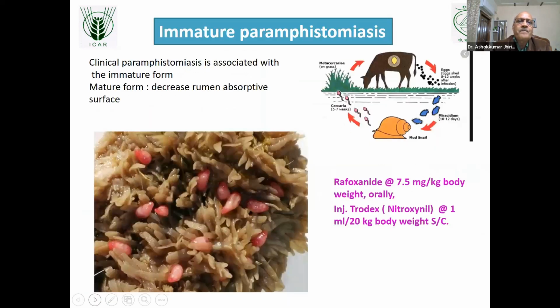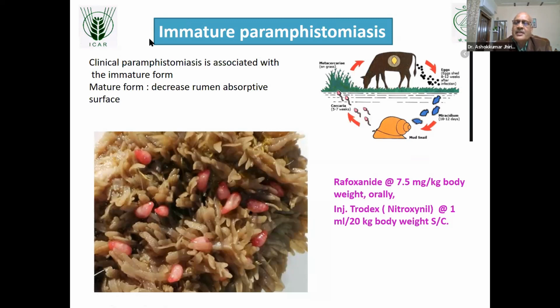Next one. Immature paramphistomiasis is again a similar type of infection, which also requires an intermediate host, that is a snail. When the animal ingests the metacercariae, they transform into the next stage in the intestine. After reaching the intestine, they revert back to the maturation stage. At this stage it causes a high level of inflammation to the intestine when it is going back and reaching the final destination, that is the rumen.